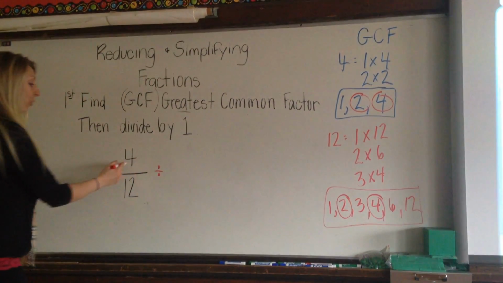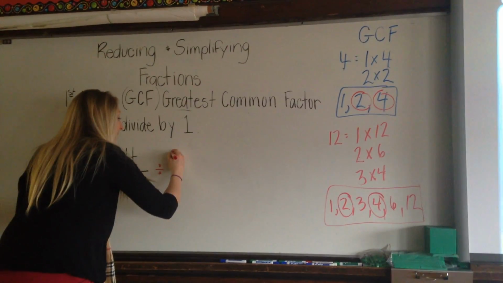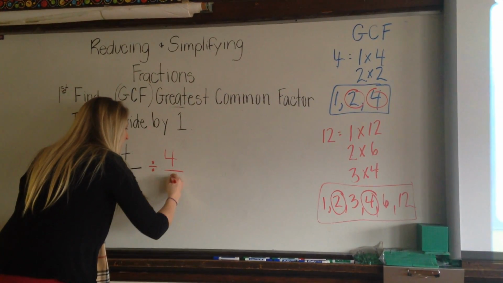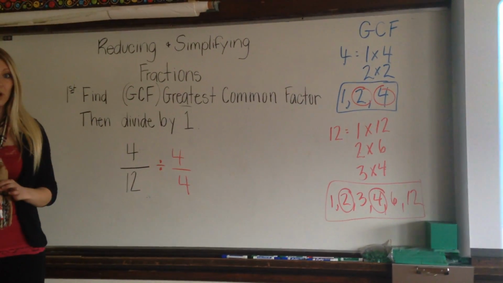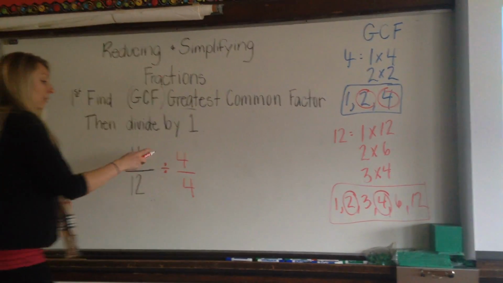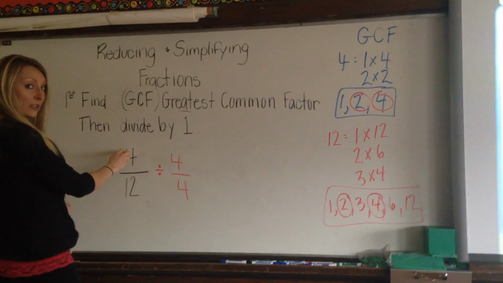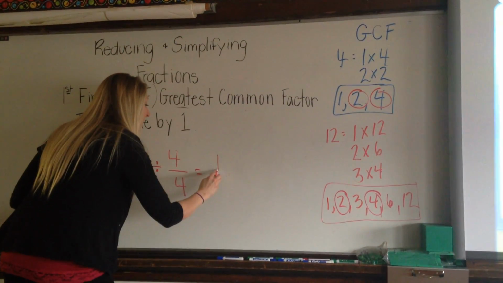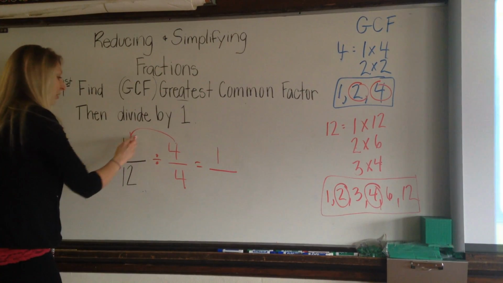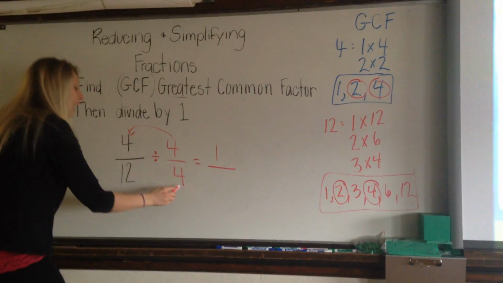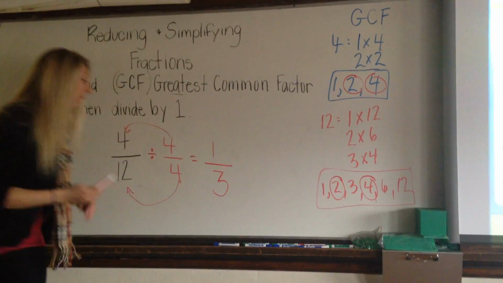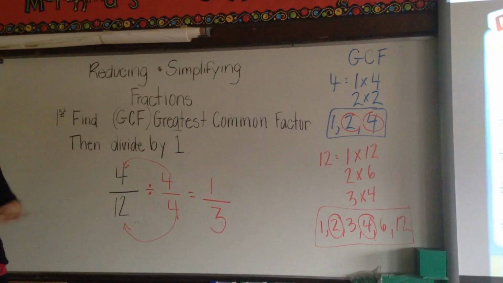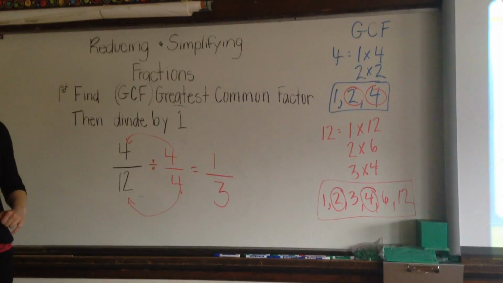So I can take 4/12 and divide it by 1, but in this case I'm actually dividing by 4/4, which is equivalent to 1. Now I ask myself, 4 goes into 4 one time, so 4 divided by 4 is 1, and 4 goes into 12 3 times. 12 divided by 4 is 3. So 1/3 is the simplified form.